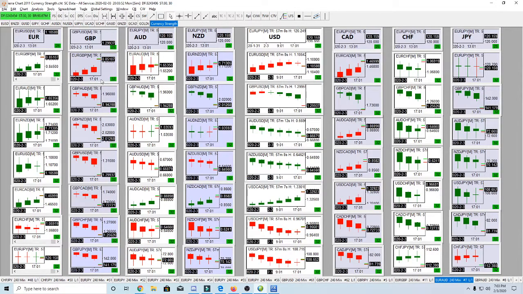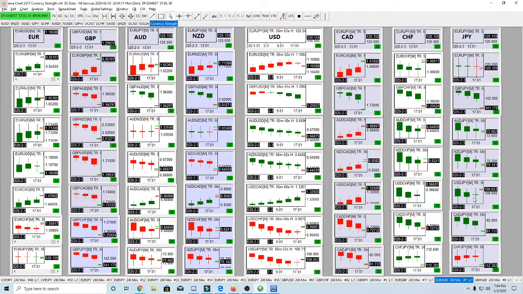Weak pound. So what do you do? You look for something that's strong. Well, you got some strong Swiss. So maybe you could trade the Swiss against the pound. So that'd be a pound Swiss trade. Since pound is in first position, you'd be selling the pound Swiss. So go look for some signals to go short with that.